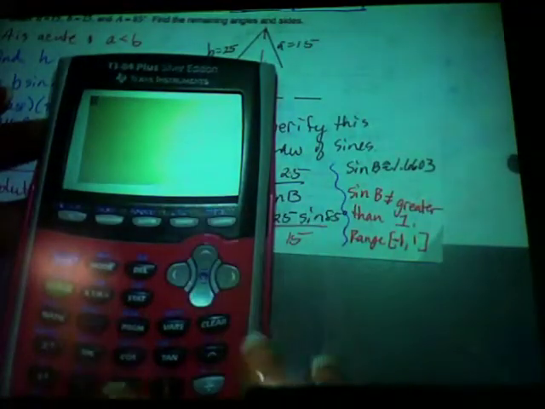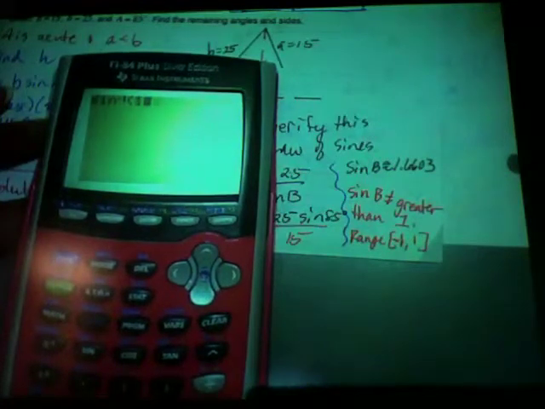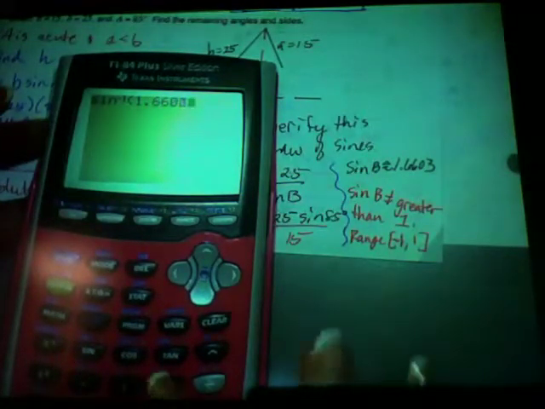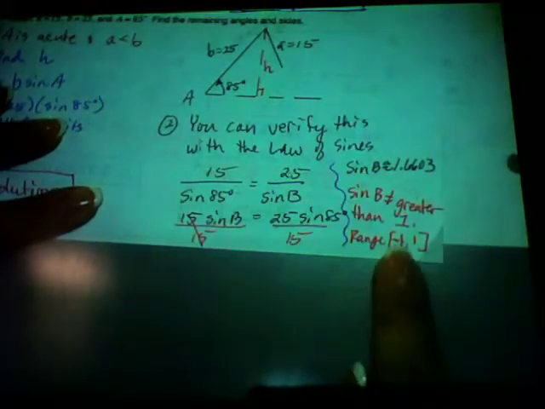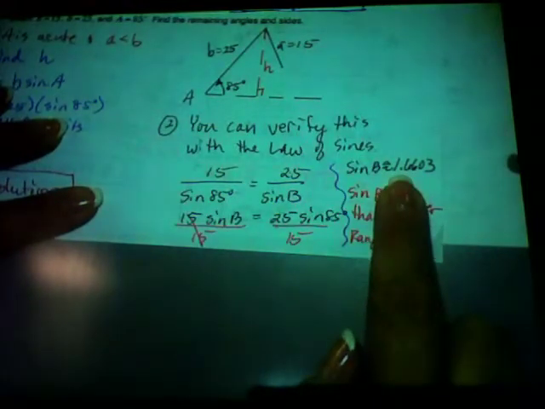It's the inverse sine of 1.6603. Why do I get an error message? What does it say? Domain, right? Remember the domain for sine and cosine is between -1 and 1, and since this is out of the range of 1, that's why it's going to give you an error message.